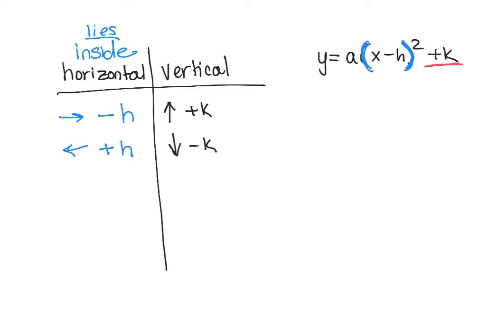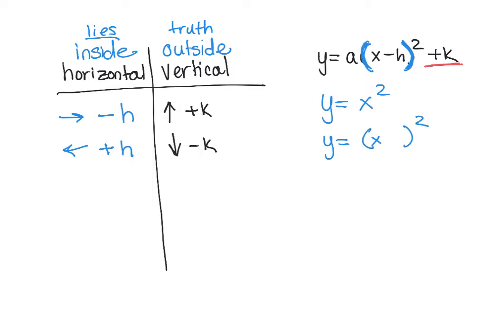The vertical shifts, which are on the outside, they do not lie to you. So they always tell the truth. So if you see plus, you move up. If you see minus, you move down. Okay? So for example, remember that your parent function is y equals x squared. If you start to notice that you have some parentheses introduced, and inside those parentheses, they start taking numbers and adding and subtracting them, that's going to make your object shift right and left.